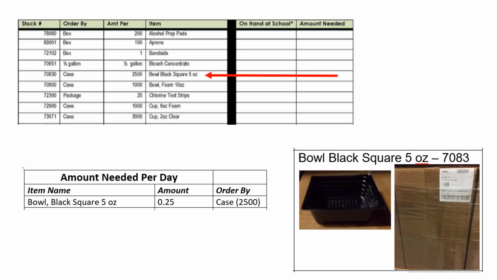Black square 5-ounce bowls are to be used to serve many of our items, including hot and cold vegetables, canned fruit, fresh fruit, and cheese dip. There are 2,500 bowls in a case.